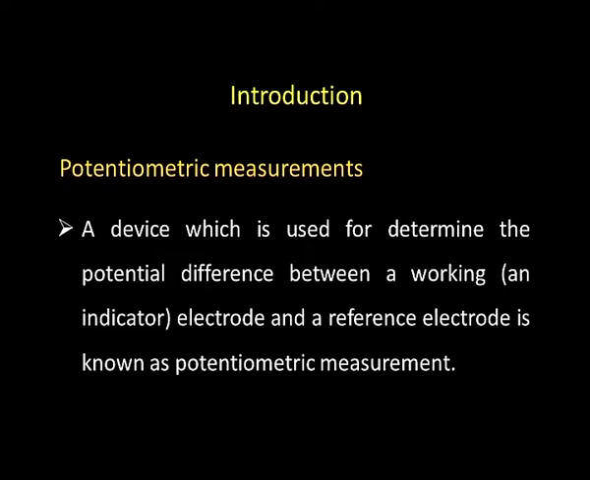Let us now come to the potentiometer. A potentiometer is a device which is used for measuring the potential of an electrochemical cell without drawing a current or altering the cell's composition. Potentiometric measurements are carried out using a device which is used for determining the potential difference between a working electrode, also known as an indicator electrode, and a reference electrode.